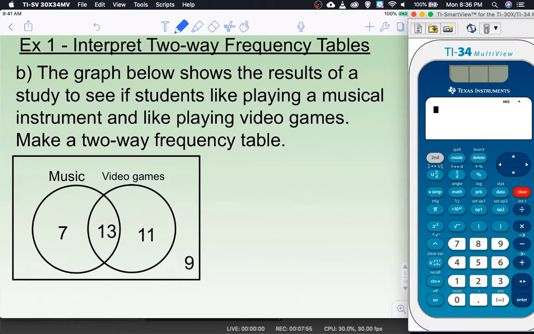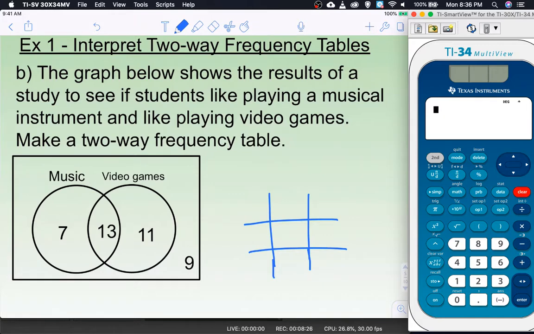Okay, new problem. The graph below shows the results of a study to see if students like playing a musical instrument and like playing video games. Make a two-way frequency table. All right, so here's how I start pretty much all my two-way frequency tables. I start by making a tic-tac-toe board. Don't make it too big. You need space all around it.